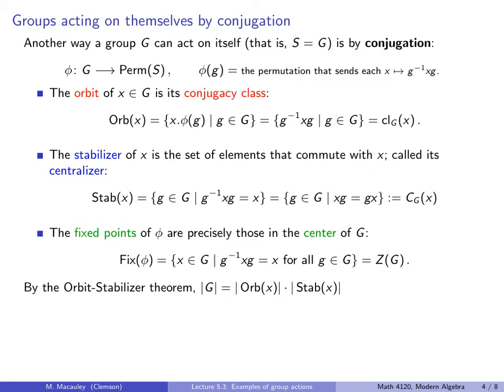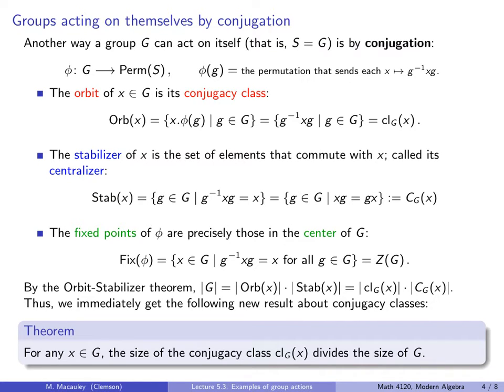By the orbit stabilizer theorem, the size of the group is equal to the product of the size of the orbit of x times the size of the stabilizer of x for any element x. And we can rewrite this as follows. The conjugacy class is just the orbit, and the centralizer is the stabilizer. Thus, we immediately get the following new result about conjugacy classes. Theorem: for any element in a group, the size of its conjugacy class divides the size of the group.